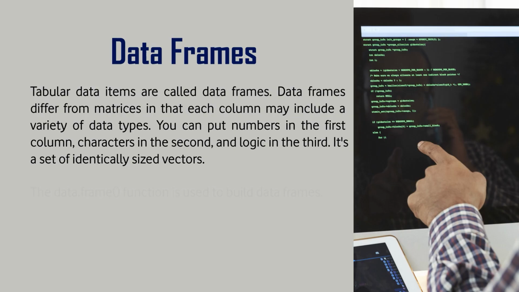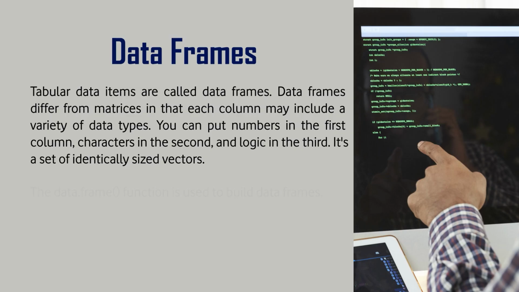The only difference with matrices is that each column may include a variety of data types. Different columns can contain different data types. So you can put numbers in the first column, characters in the second, and logical in the third. Logical is another data type that you can enter.